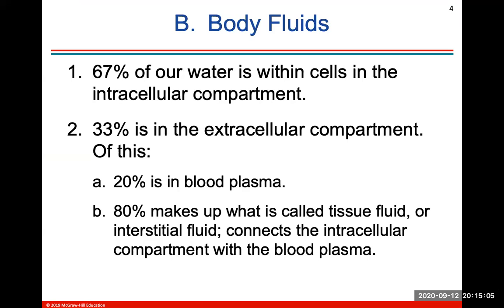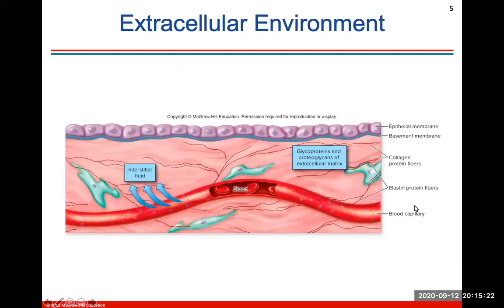About 67% of our water is within cells, and 33% is in the extracellular compartment outside of cells. 20% is in the blood plasma, and 80% makes up what is called tissue fluid or interstitial fluid. So here's a look at the extracellular environment. Again, anything outside of cells. So we'll have our collagen, protein fibers, ground substance. We'll have our interstitial fluid.